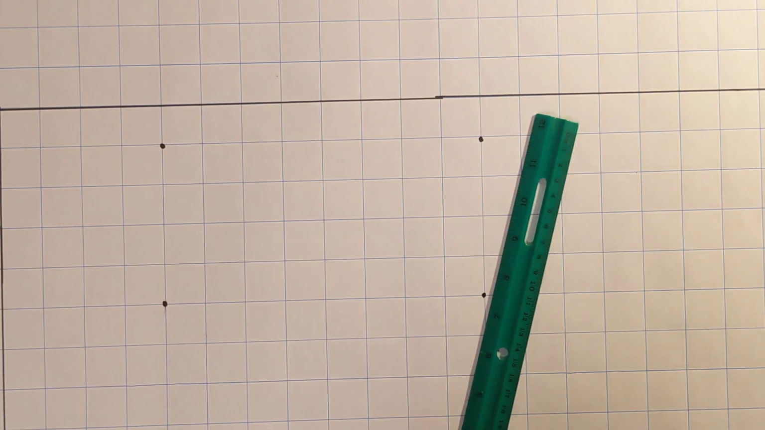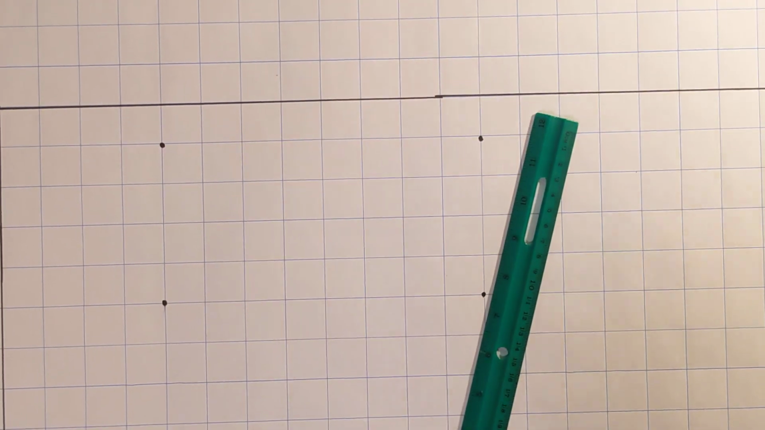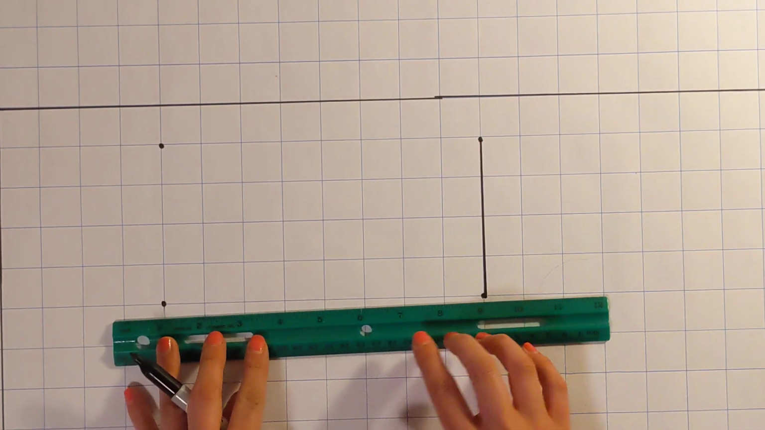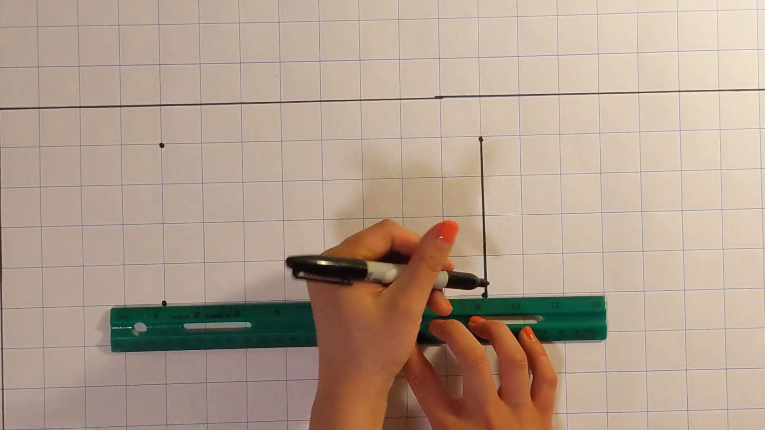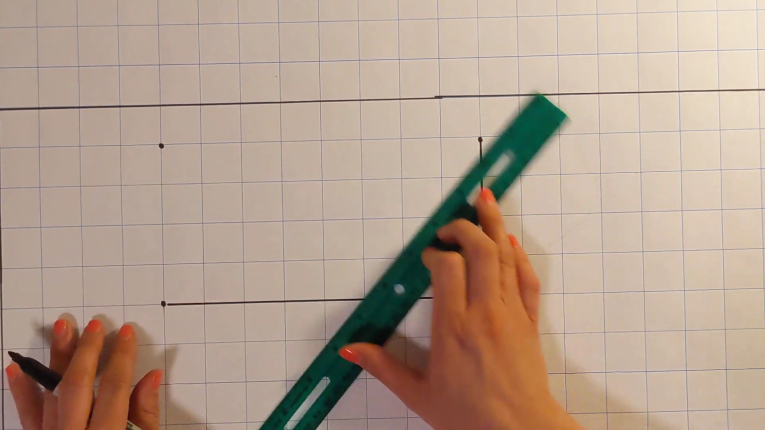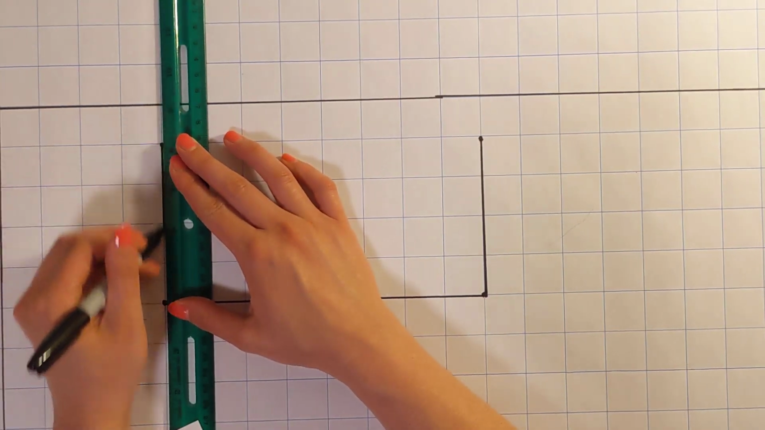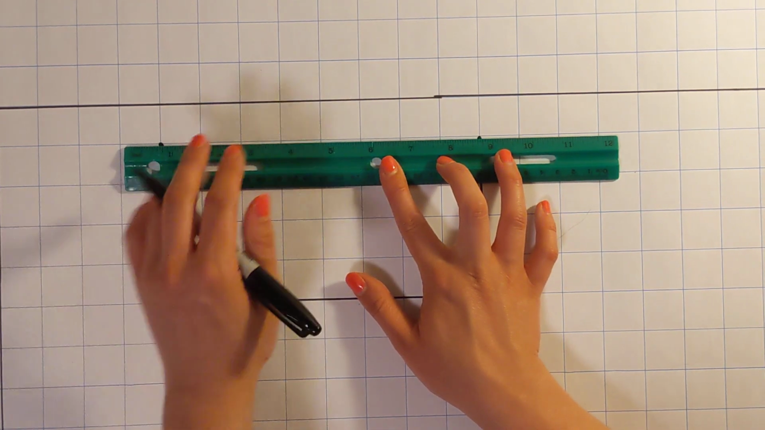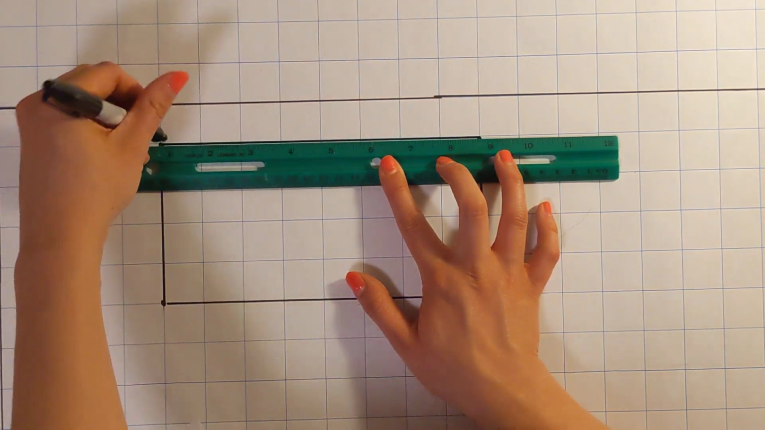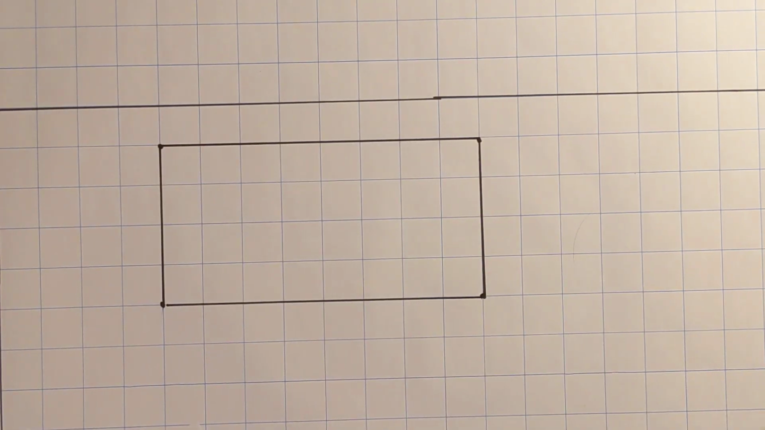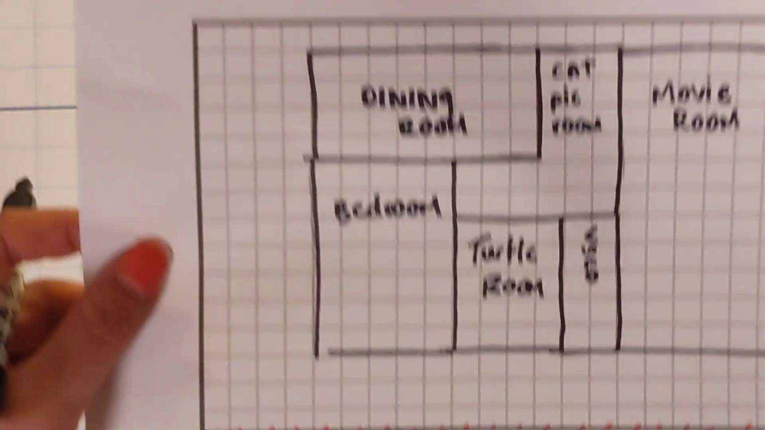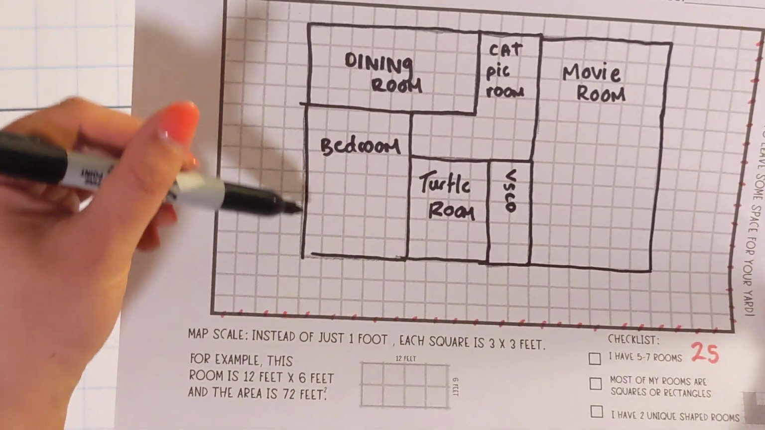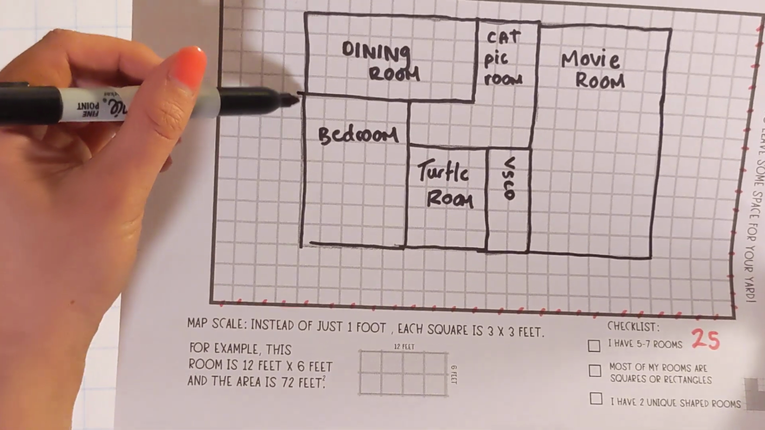Now I'm going to get my ruler. Please make sure you do use a ruler. And I've got my 4 dots, so I'll connect it. And there's my first room. Now my bedroom is lined up here with the dining room. So I'm just going to continue this line down.